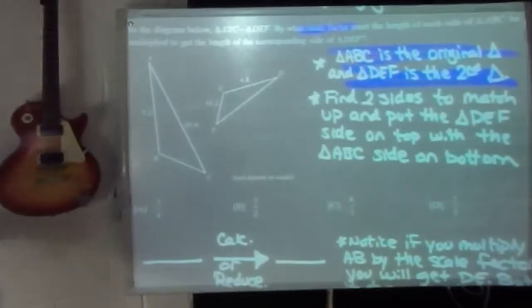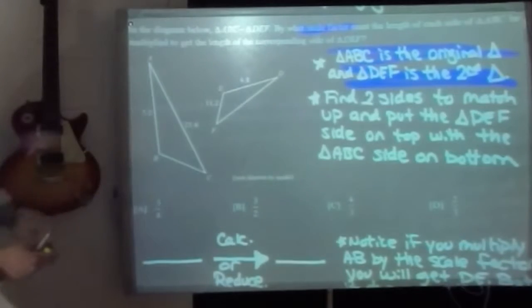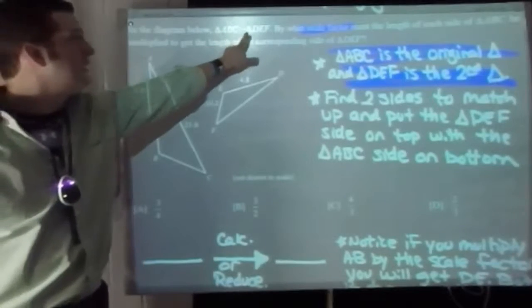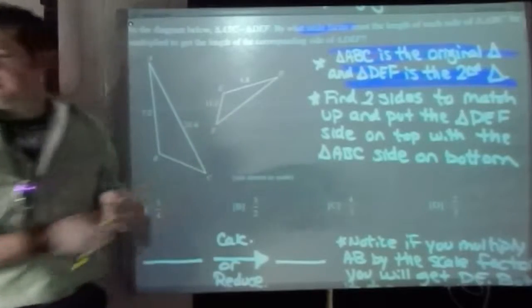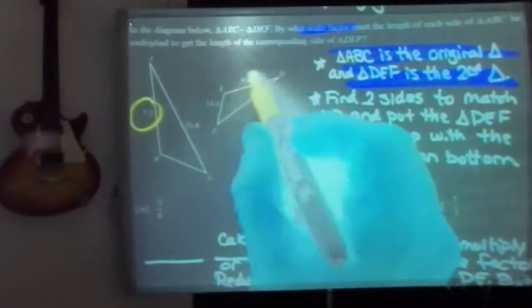So we want to find 2 sides that match up. First I'll look at AB. AB would go with what in the other triangle? DE. Now, do we have some information about DE? Yes. So let's use that. So AB, 7.2, over 4.8.